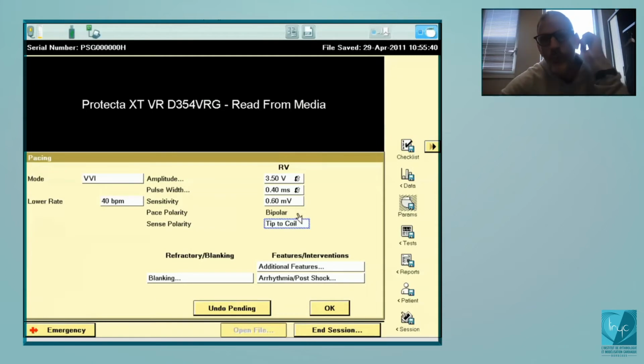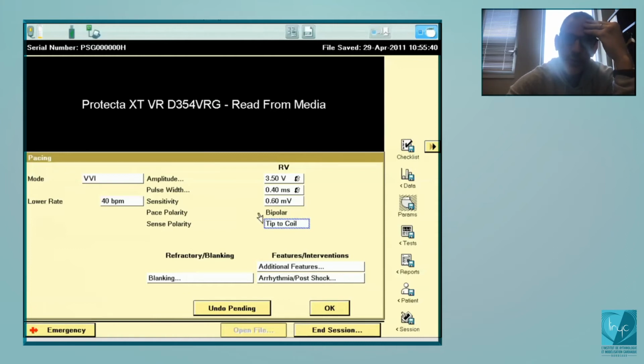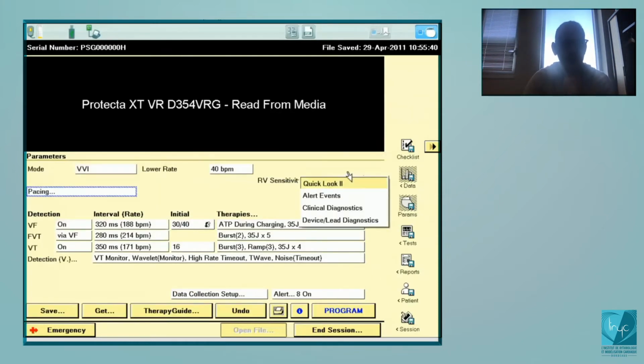If it is a real bipolar lead, of course, if it's not a Boston device lead, if it's a real bipolar with two electrodes at the tip of the leads, then you can select the sense polarity and you can change it from bipolar to tip to coil, okay? And if you program it tip to coil, then you will modify the vector of sense detection. And in some situations, you may solve the problem. So I will show a tracing in this patient.